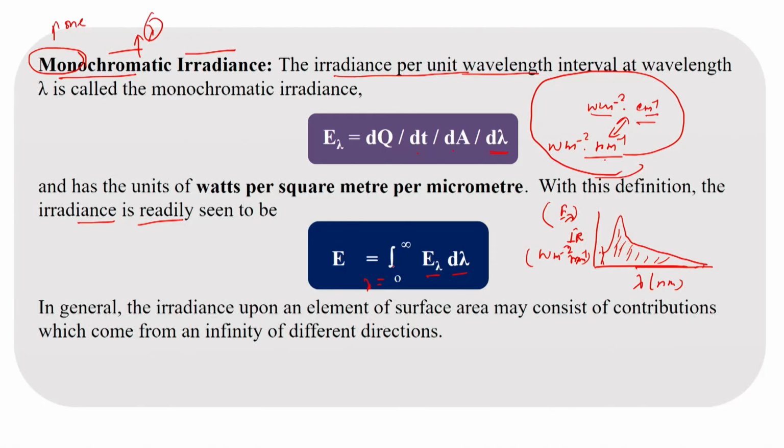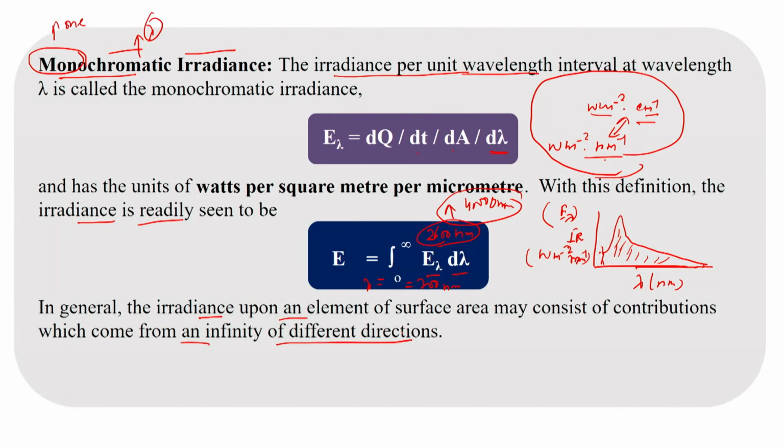In principle it is not 0 to infinity. You can calculate from somewhere around 200 nanometer, going up to say 2600 nanometer, as we remember, and the maximum radiation was here, but this radiation can actually go up to 4000 nanometer from the sun. So you can calculate. In general, the irradiance upon an element of surface area may consist of contributions which come from an infinity of different directions.